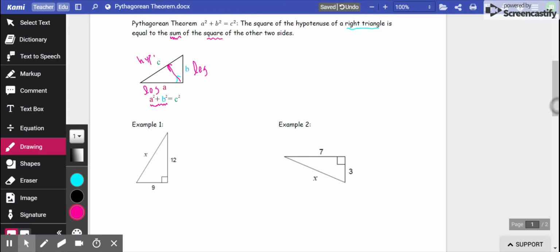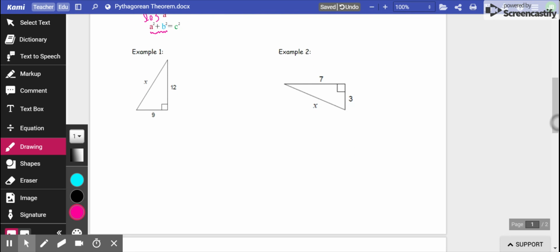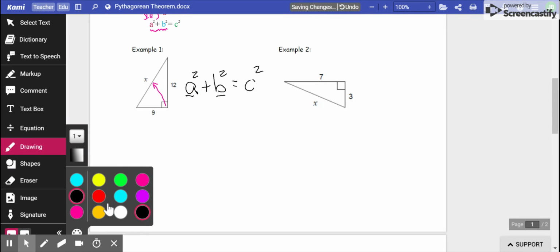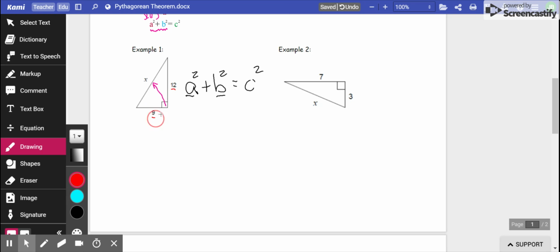All right, let's look at some examples and practice a few problems. Example 1 has x, 9, and 12. Let's identify which one is the hypotenuse. Like I said earlier, the hypotenuse is the longest side and is away from the right angle. When you write out the Pythagorean theorem, it always goes a squared plus b squared equals c squared, and a and b always represent the legs. Here, 12 and 9 are the legs.